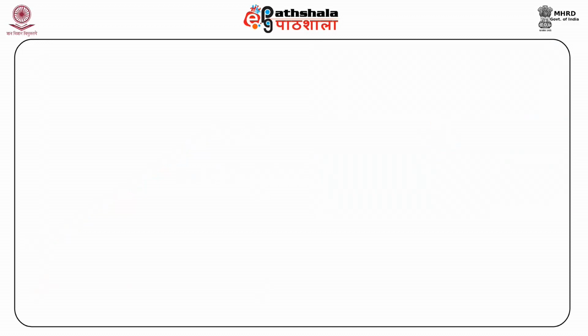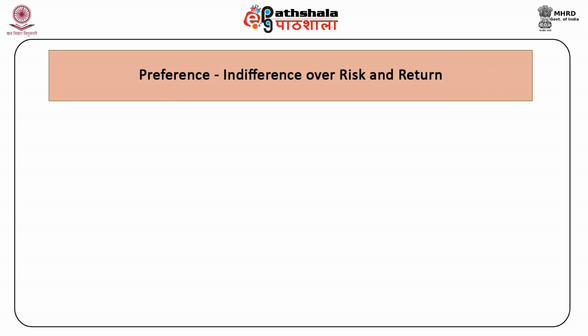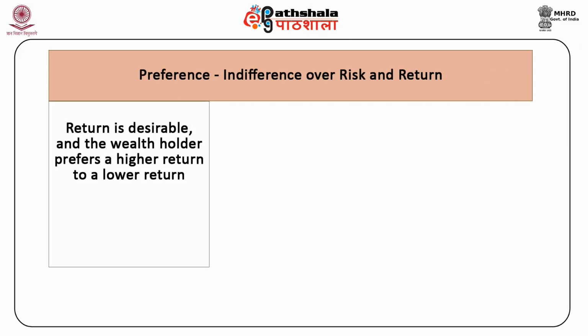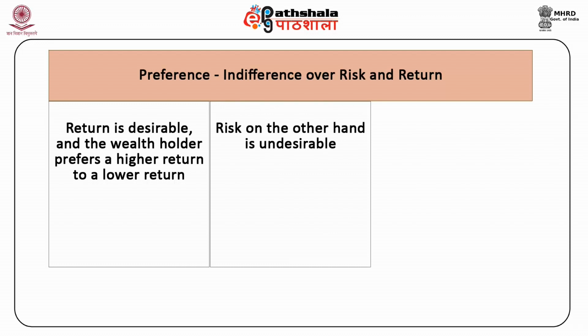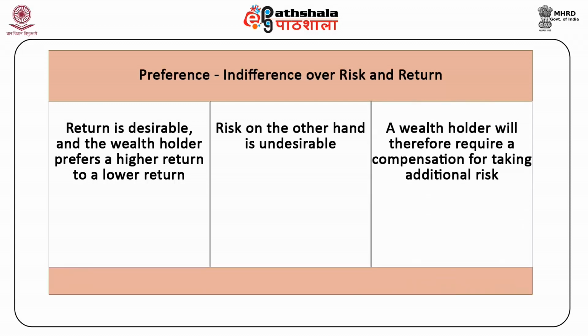We will now study the next topic, which is preference, indifference over risk and return. Return is desirable, and the wealth holder prefers a higher return to a lower return. Risk, on the other hand, is undesirable, and a lower degree of risk will be preferred to a higher degree of risk. A wealth holder will therefore require compensation for taking additional risk.